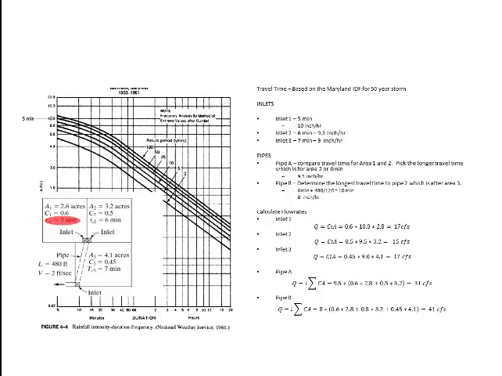Next, for pipe B, we have 3 areas combining. Again, we determined that 8 inches per hour is our governing intensity, and we have 3 distinct areas and coefficients that we multiply and sum together to get 41 CFS.